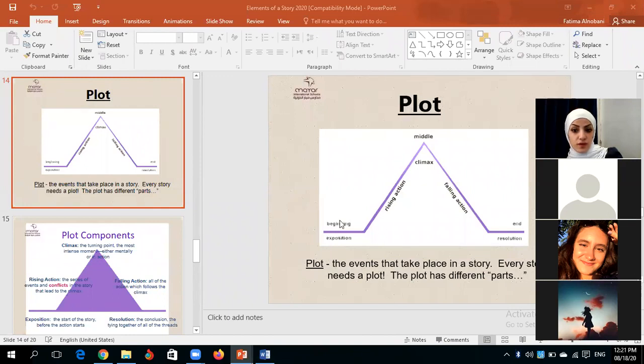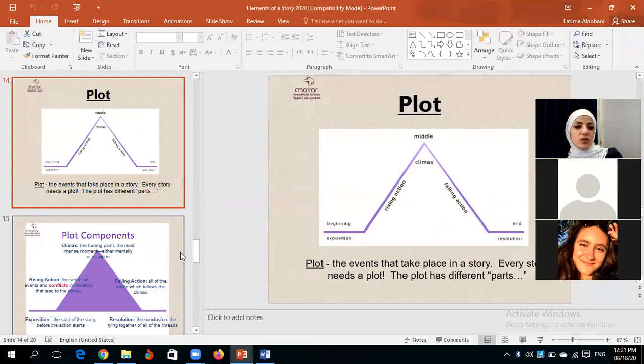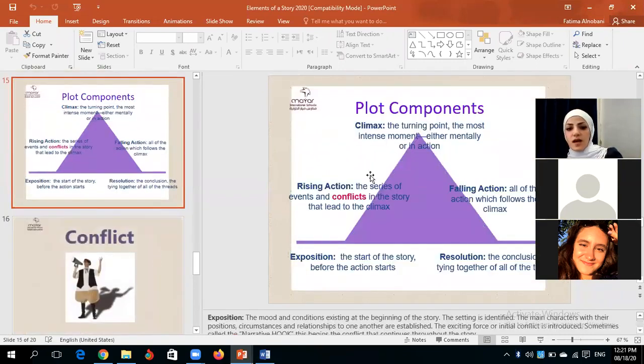First, we have the beginning, or exposition. Then rising action. Then climax, falling action and resolution. Now, these are the plot components. And the rising action and the exposition, who can read it for us? I want someone who did not participate at all. It's just reading, guys. So please raise your hand. Asil, can you start with the exposition?